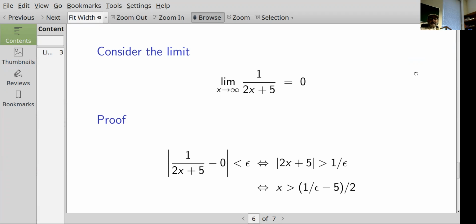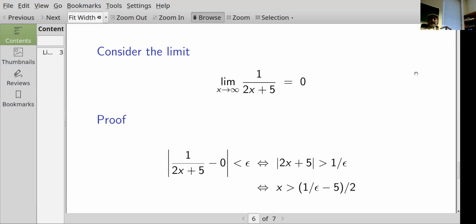Okay. So I want to consider the absolute value of 1 over 2x plus 5 minus the claimed limit, which is 0. Now I can drop the 0, so I just need the absolute value of 1 over 2x plus 5 to be less than epsilon. Now when I take the reciprocal, I have to remember to flip the inequality. So the absolute value of 1 over 2x plus 5 is less than epsilon if and only if the absolute value of 2x plus 5 is greater than 1 over epsilon.